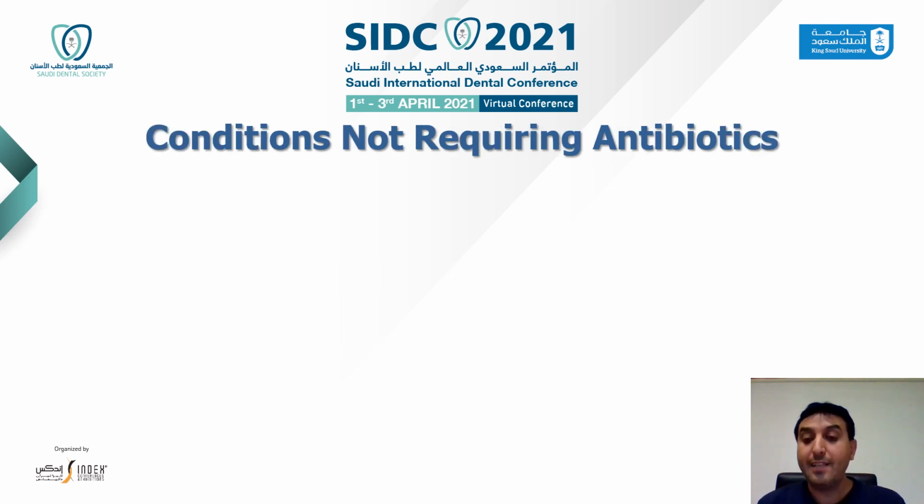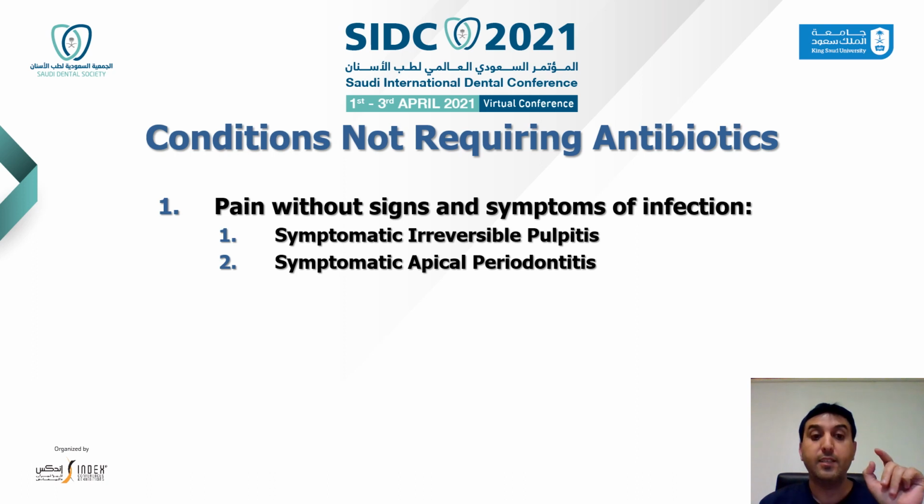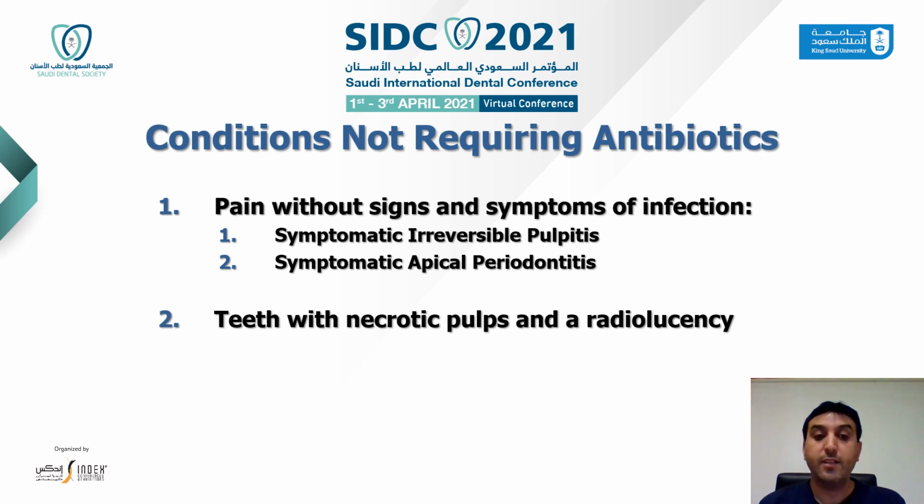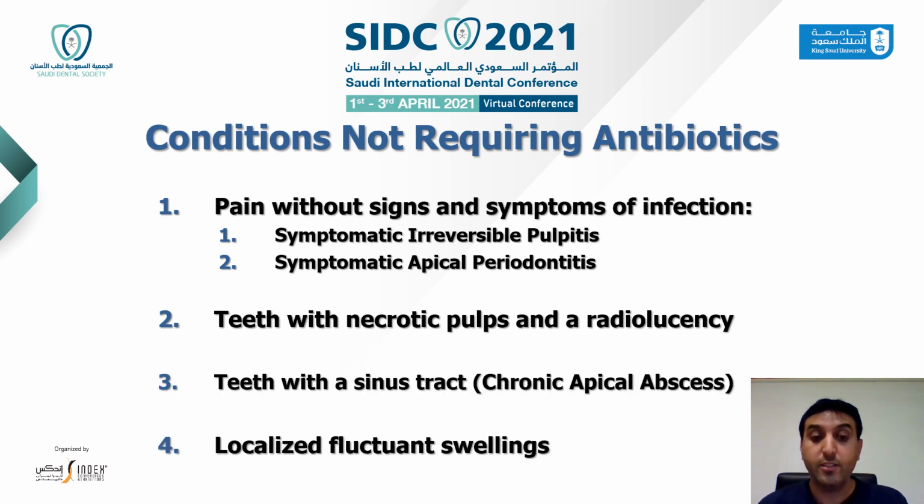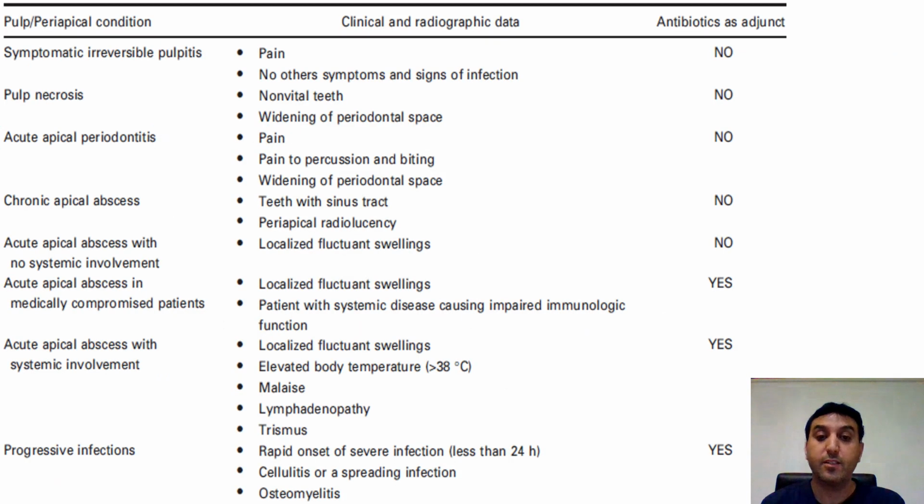The conditions not requiring antibiotics in endodontics are pain without signs and symptoms, like symptomatic irreversible pulpitis and symptomatic apical periodontitis; teeth with a necrotic pulp and radiolucency; teeth with a sinus tract that already has a pus discharge; and localized fluctuant swelling in the buccal vestibule. That means there is already a pus discharge. Unless there is a break in the immune system, you cannot just go and prescribe antibiotics.